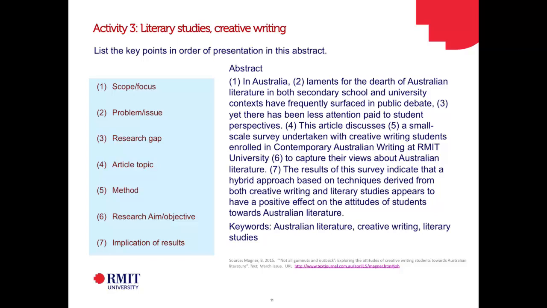We can find 7 points connected to the research: the scope or focus, Australia, 1, the problem, 2, and the gap, 3. Then the writer alerts the reader to the fact that the paper is presented as a discussion, 4, about the method, 5, that captured data about the research aim, 6. The results are implied in 7, which outlines their implications for the field. So you can see that in 7 sentences we have a very clear summary of the research.